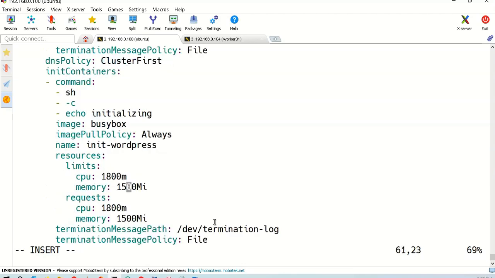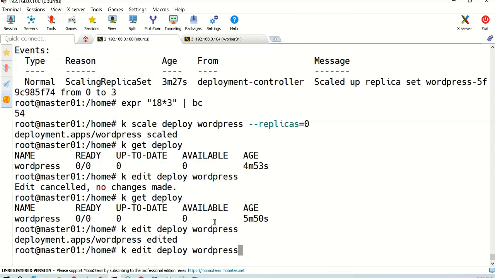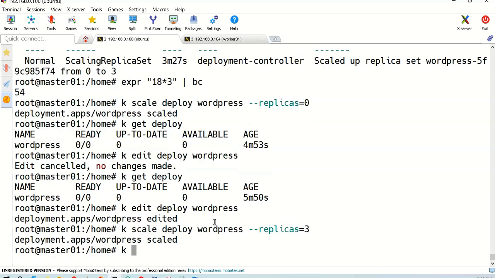And we also have to modify the init container, right? As the question suggests, we have to keep both the same, right? So I modified this also. Let's save. Let's scale up to 3 now. Now let's see if it gets scheduled or not.